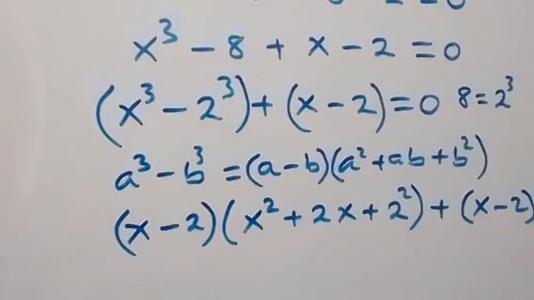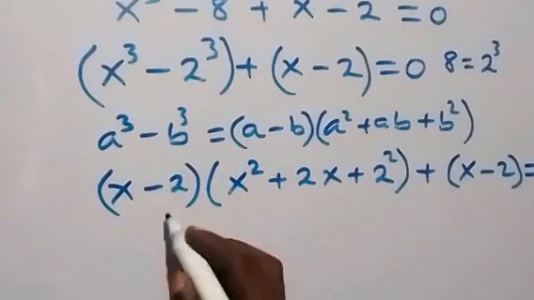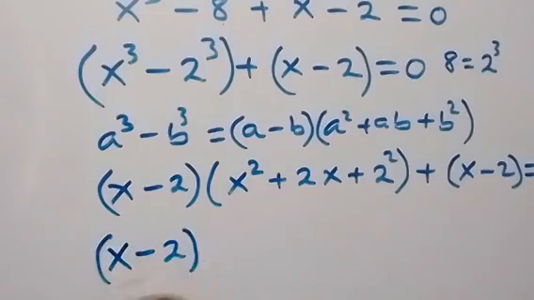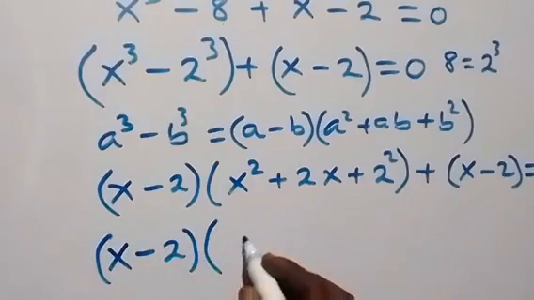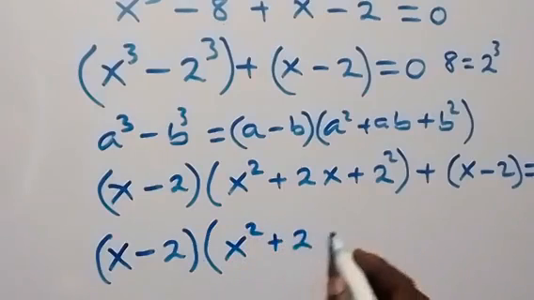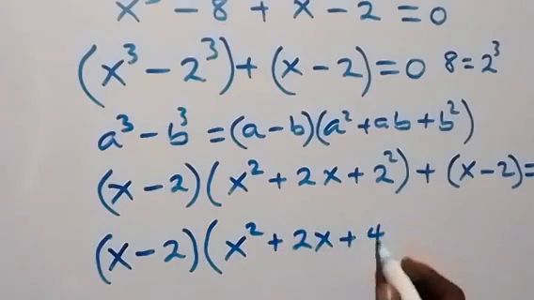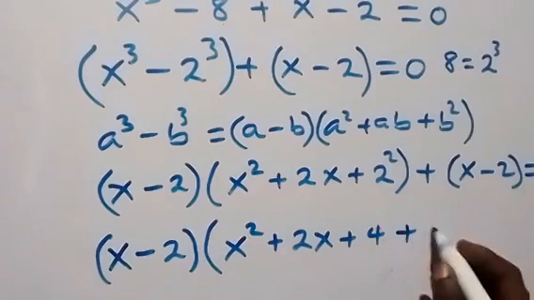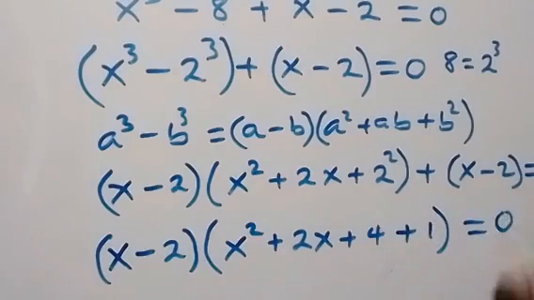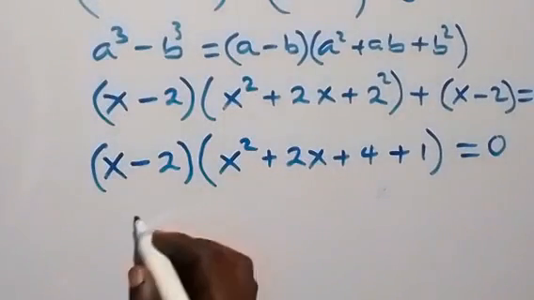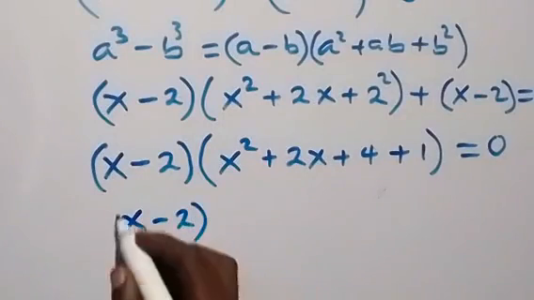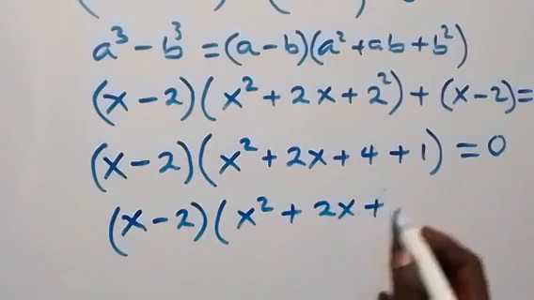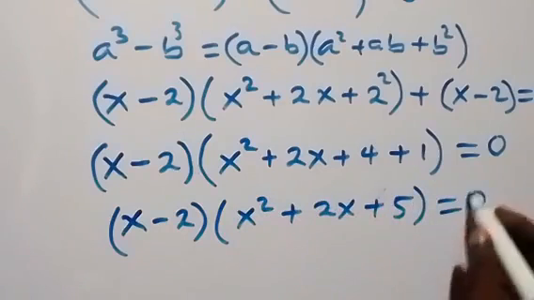From here we have x minus 2 common. Let's factor it out. Then what we are left with here is x squared plus 2x plus 2 squared, which is 4. Then before closing the bracket, what is left here as well is 1. Then close bracket, equals 0. That is, we can write it as x minus 2, then into bracket x squared plus 2x plus 5, equals 0.